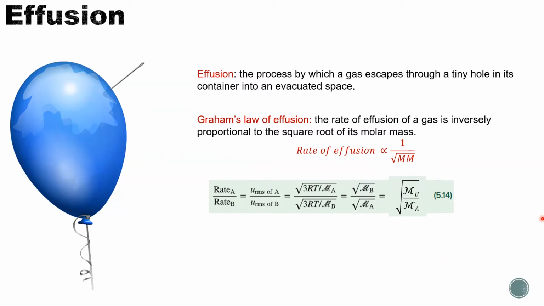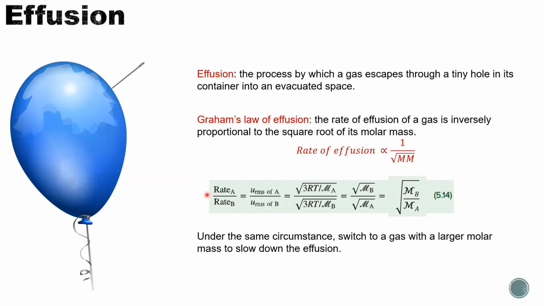So that means if B is heavier than A, then the rate of B is smaller than A. It's inverse. So under the same circumstances, if we switch to a gas with a larger molar mass, we will have a smaller rate of effusion, and we can slow down the effusion.